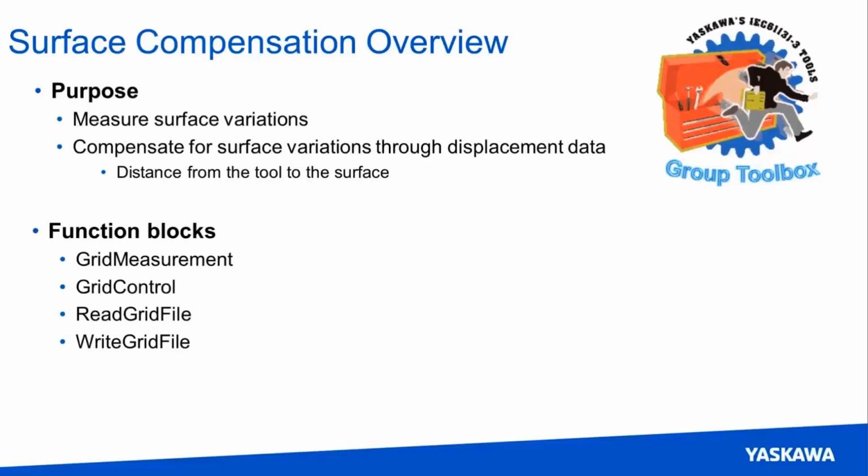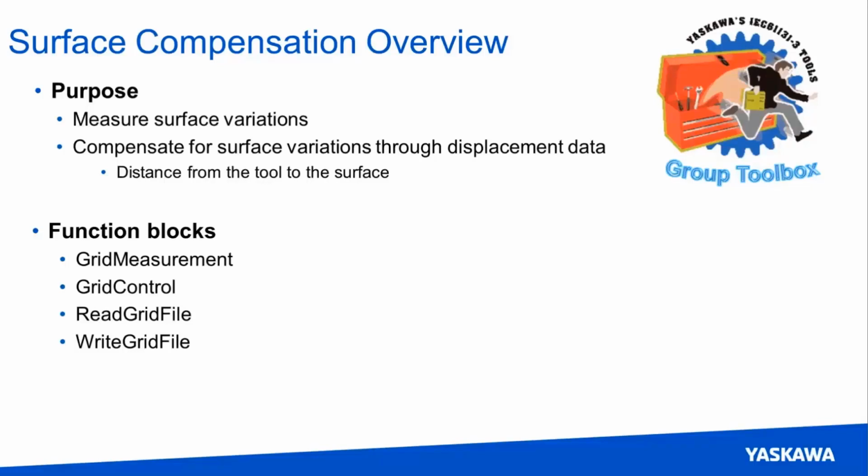To implement this solution, we've created 4 function blocks. These function blocks reside in the Group Toolbox, and there are 2 main function blocks, what I call the core. Those are GridMeasurement and GridControl. GridMeasurement is the function block that ideally you really only have to run one time for your machine, and after that one time you can use it for the rest of that machine's life. The only time you would run it again is if you maybe upgraded the sensor or put a new surface on the machine.